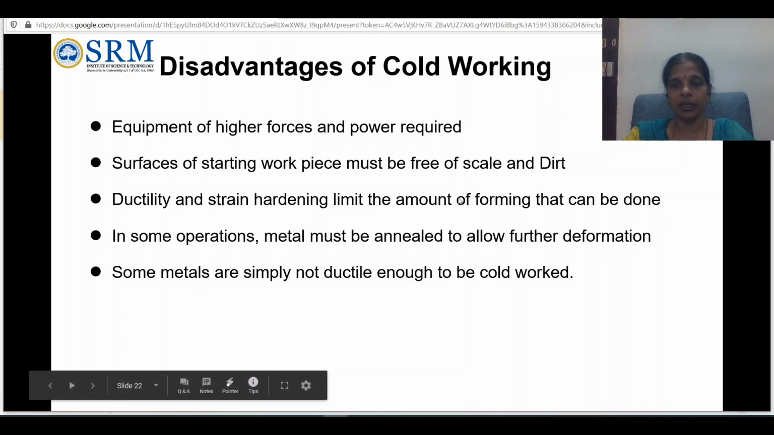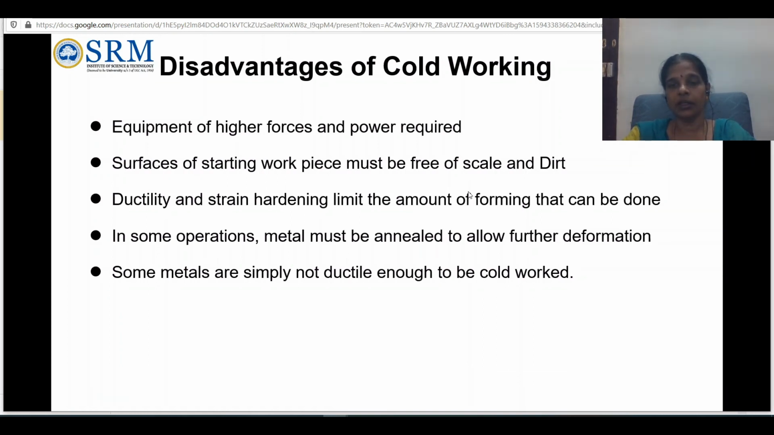The surface of the starting workpiece must be clean, so first you have to clean the surface. In a basic workshop, you would do filing and then remove the dirt and oils. The ductility and strain hardening limit the amount of forming that can be done, and the metal must be annealed for further deformation. I told you why annealing is needed: when you are beating the metal, the grain structure gets elongated or distorted. In order to relieve the internal stress, you have to do the annealing heat treatment process.